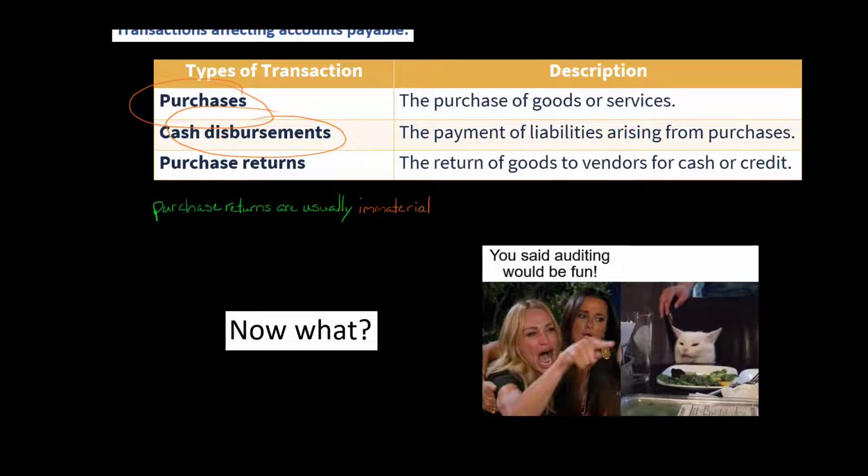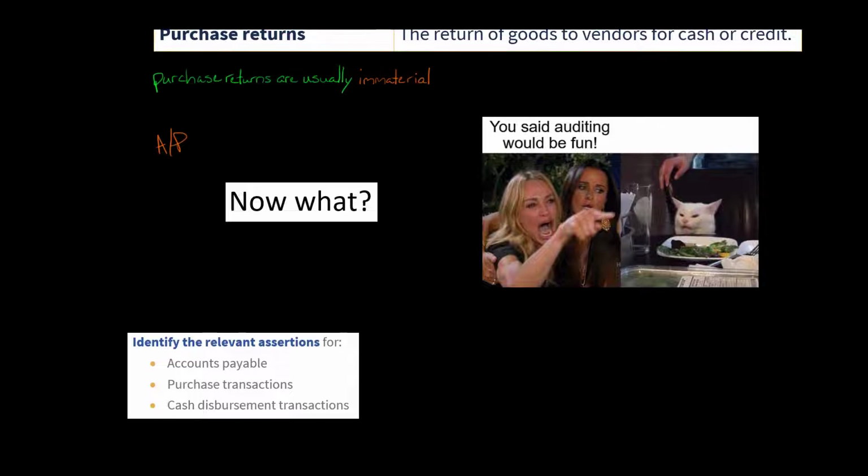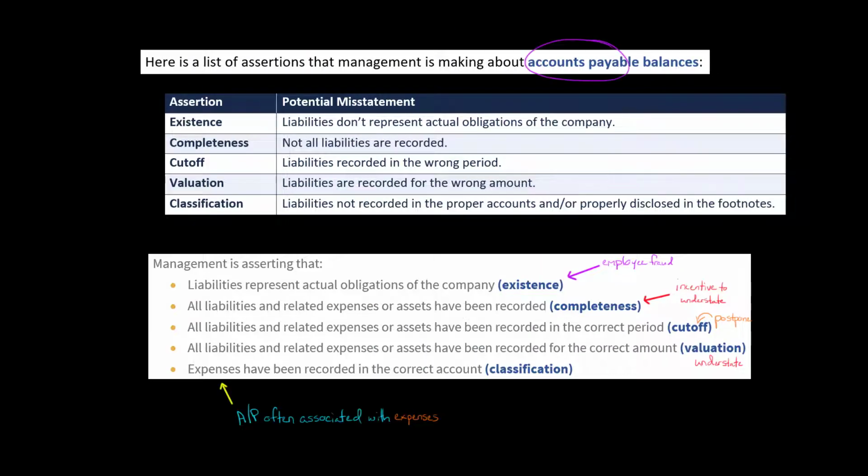So, when we think about accounts payable and these transactions, we've identified this is important, right? This is the crux of our audit: accounts payable and then thinking about purchase transactions and cash disbursement transactions. Now that we've identified these significant accounts and transactions, now what do we do? We need to look at the relevant assertions. When it comes to accounts payable, management is making assertions about existence, completeness, cutoff, valuation, and classification. Now that's a lot to take in, so let's discuss each of these individually.